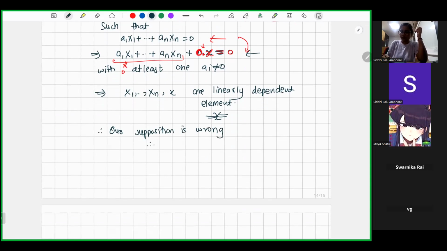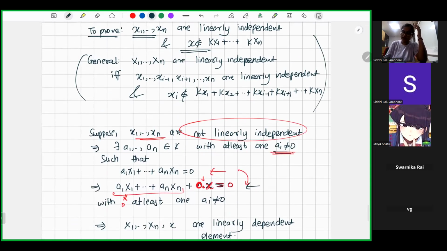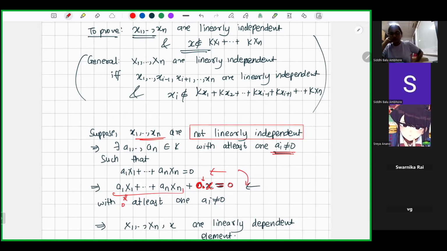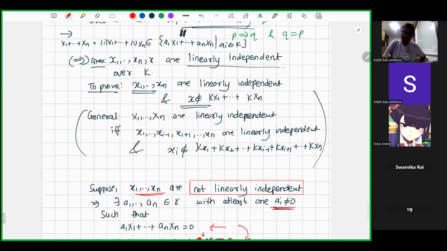Therefore, when we say in the statement which you just wrote above, the red circle you marked, if it is linearly independent here, you mentioned that suppose x1 to xn are not linearly independent. Yes, because that's what we wanted to prove. That is okay.